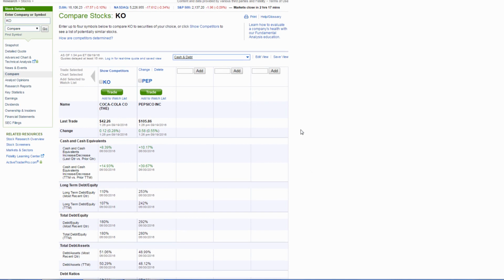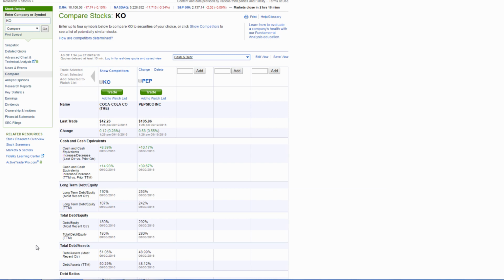Next, we want to look for debt, and we also find that under this cash and debt area, and we're looking for debt to equity, and we're looking for interest coverage ratio. So debt to equity, you can see that right here under total debt equity. You can see a trailing 12 months debt to equity, or a most recent quarter debt to equity as well. So you can see they're pretty similar. They have pretty good sized numbers as far as debt to equity. The lower the number, the better as far as your debt relative to your equity.